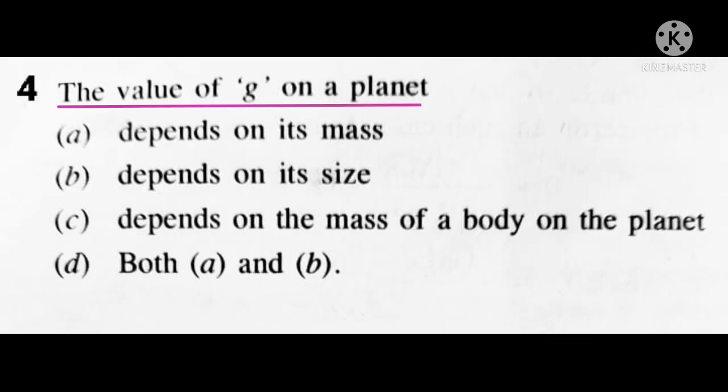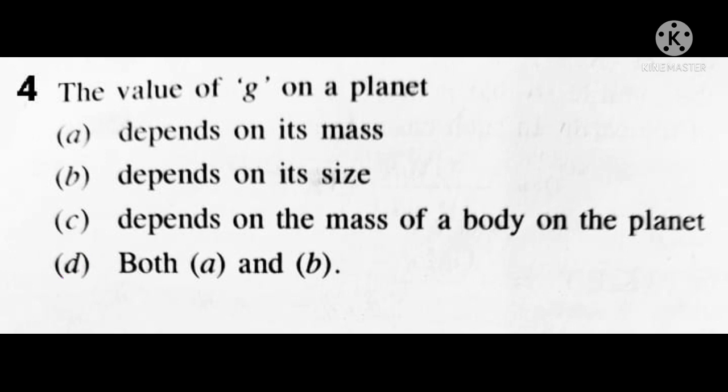Question number 4. The value of g on a planet: A option depends on its mass. B option depends on its size. C option depends on the mass of a body on the planet. D option both A and B.